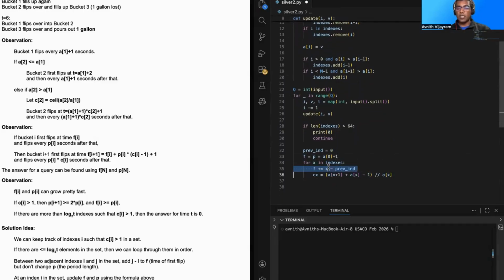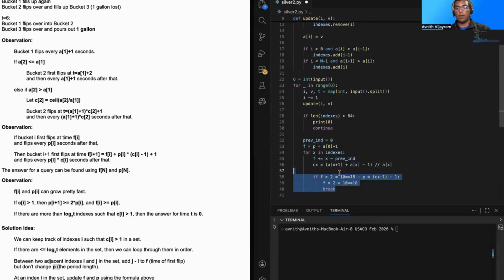And this is in the case between the two indexes in the set. We're going to add the difference in the indexes to the first flip. And the period does not change. And then we're going to determine what C is, which is the number of times that this bucket needs to flip to fill up the next bucket.